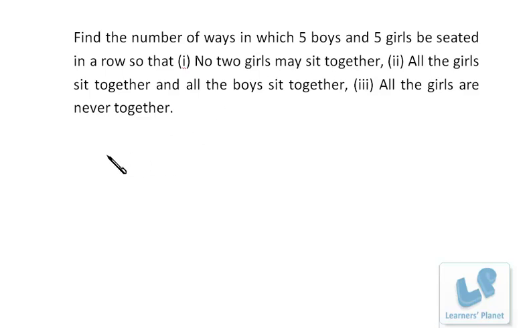So suppose these are the positions by boys 1, 2, 3, 4. Instead what we do, we take 10 positions: 1, 2, 3, 4, 5, 6, 7, 8, 9 and 10. Now the girls don't have to be together. So what we can do? We make them sit alternately.